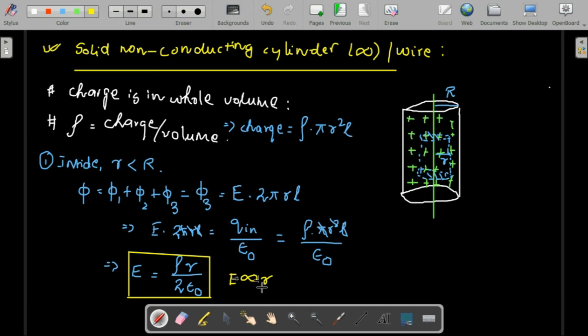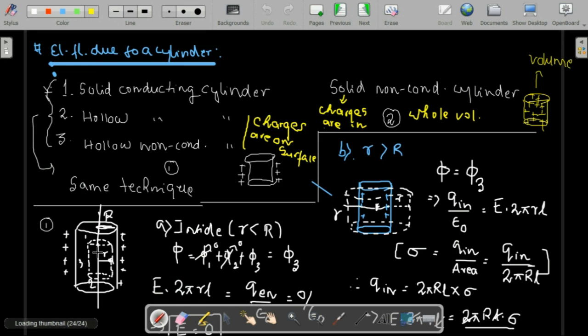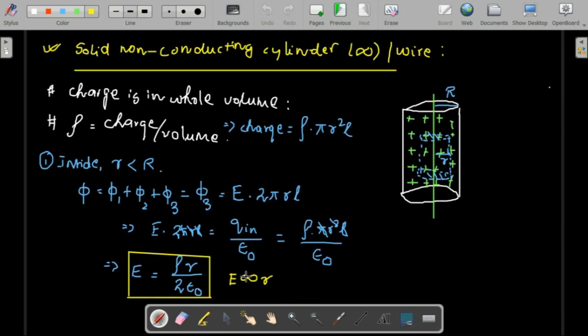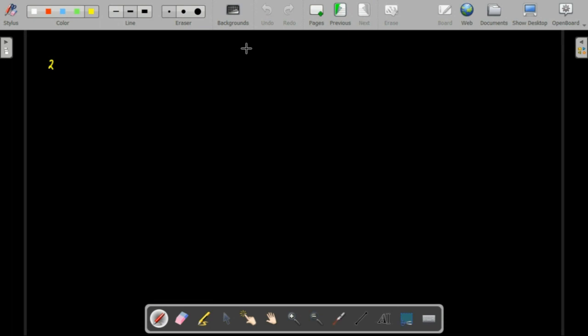Because if you look into the previous case, electric field does not exist, so there is no proportionality there, but here inside it is proportional to R. So that was the first case. Let's find out what happens outside. So the second case is outside.